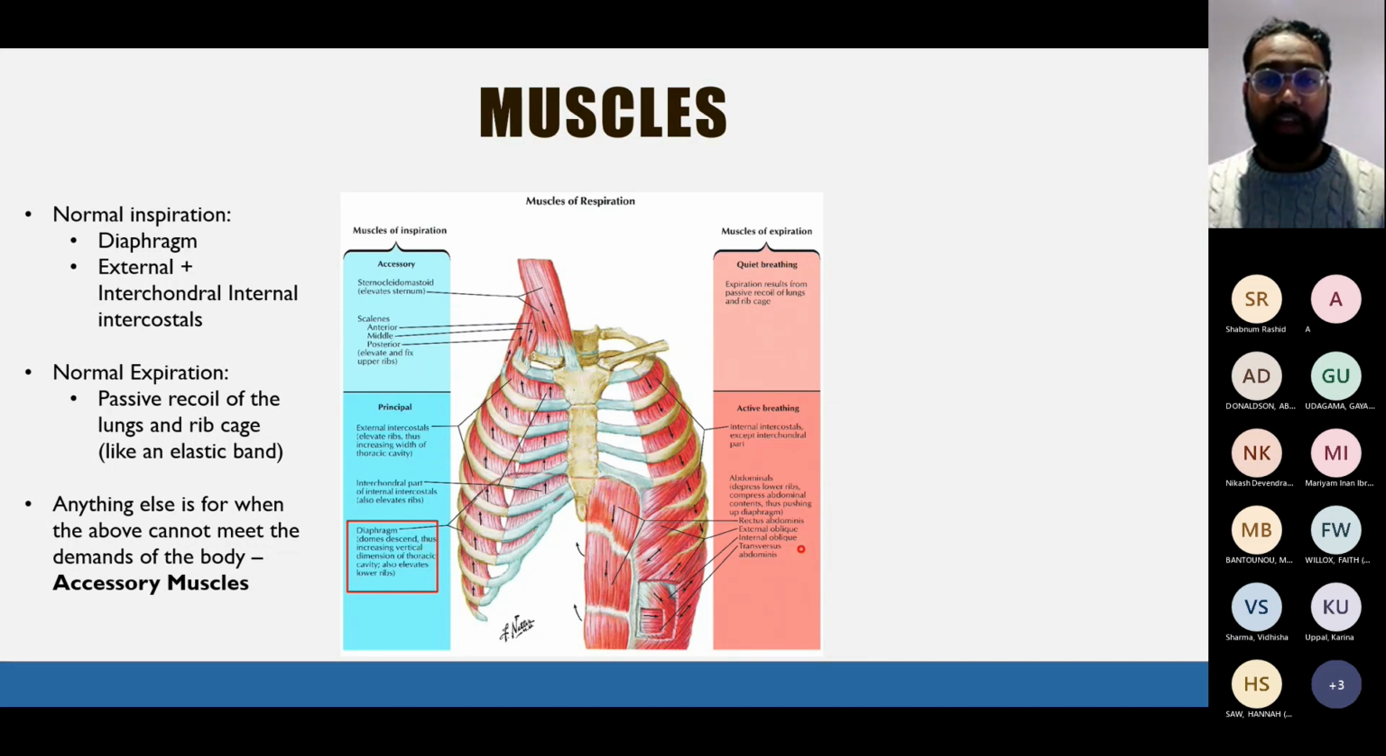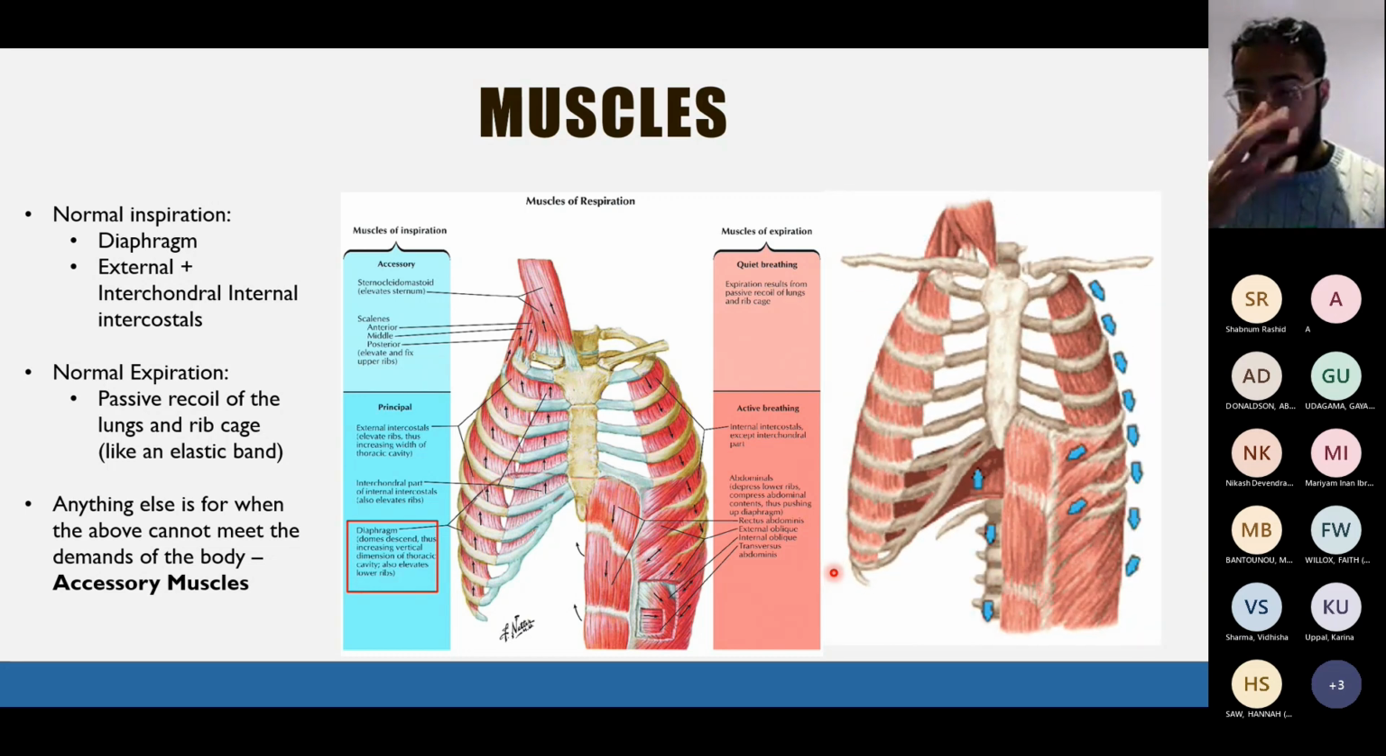And then the main change being on the out breath, instead of having passive recoil, we now force the air out. So the internal intercostals minus the interchondral part, they contract. All of your abdominal muscles contract, really forcing that intrathoracic pressure really high, forcing the air out quicker so we can take another in-breath. So that's what your accessory muscles of inspiration and expiration are for.